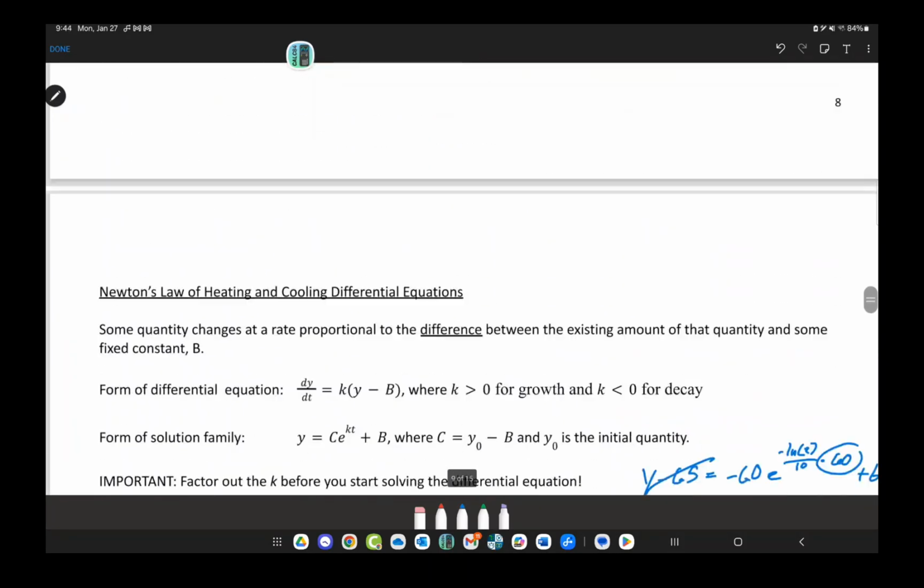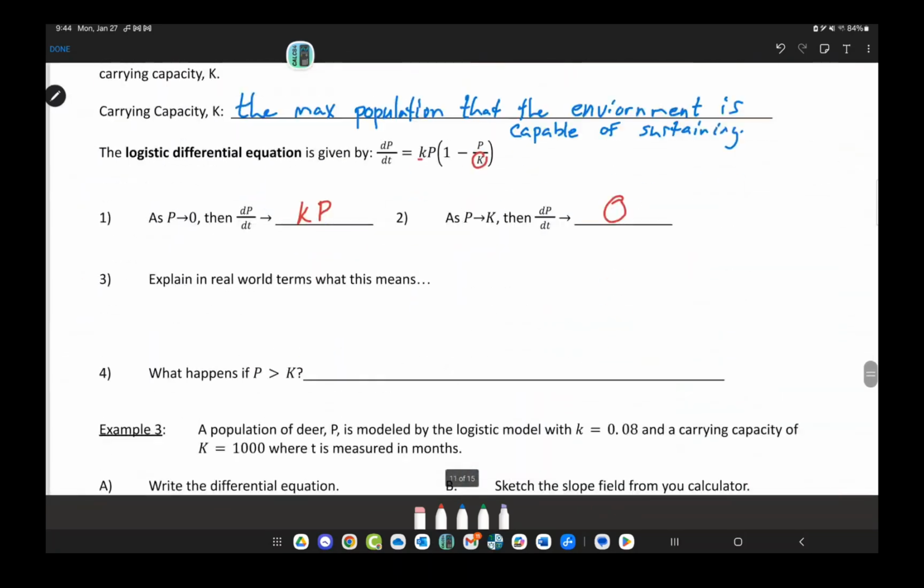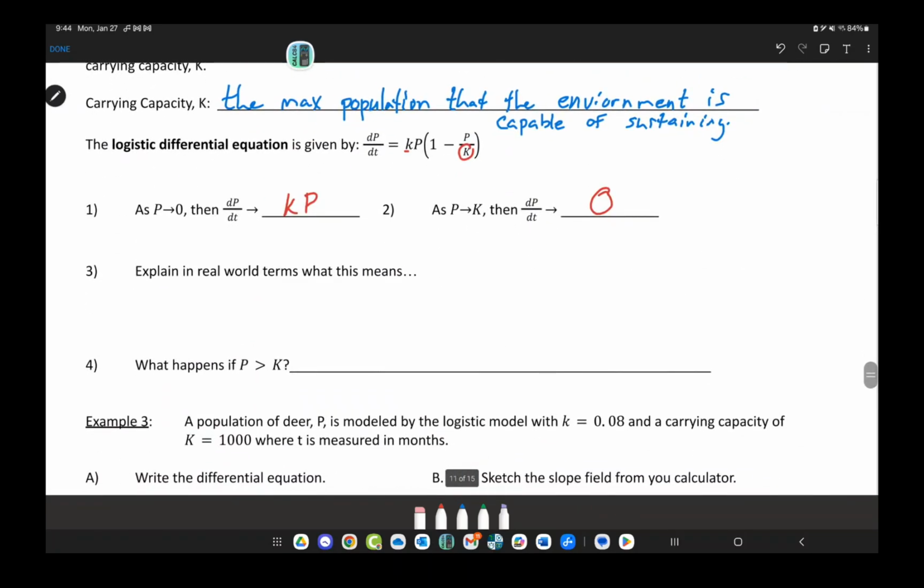The difference here is we have a max value that we cannot exceed. They just, it's a poor choice of letters, I think, using capital K and lowercase k. So yes, those are two different Ks. Capital K, I say carrying capacity, is the max population the environment is capable of reaching or sustaining. Lowercase k is more about the rate, the actual rate.